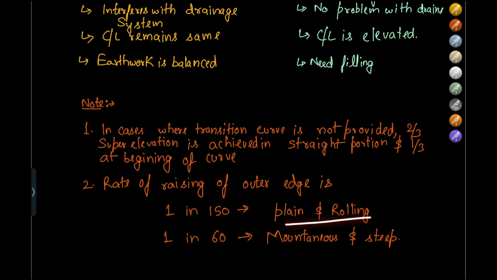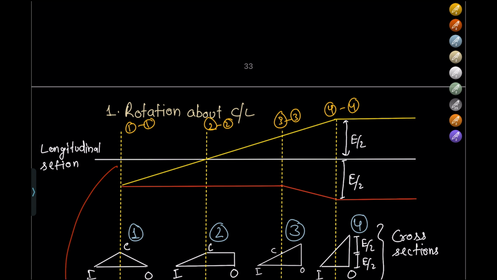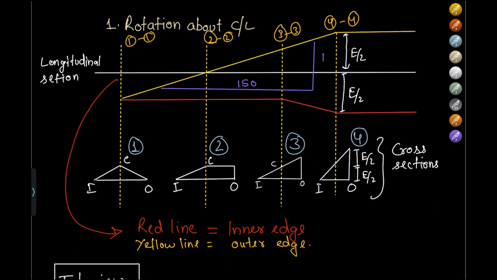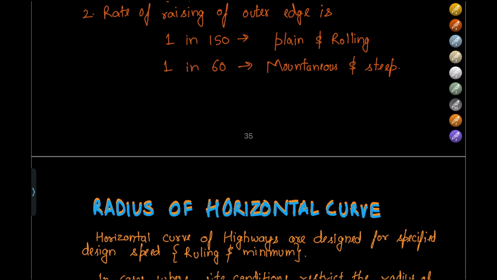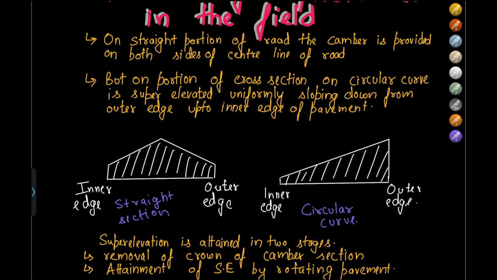This is for plain and rolling sections, and this is for mountainous and steep. 1 in 150, what it is representing is the slope for the raising of the outer edge would be 1 in 150. Although it is not to be represented in this diagram, I am just trying to depict it for clarity purposes, right? So we have completed the rotation of pavement for attaining the superelevation.